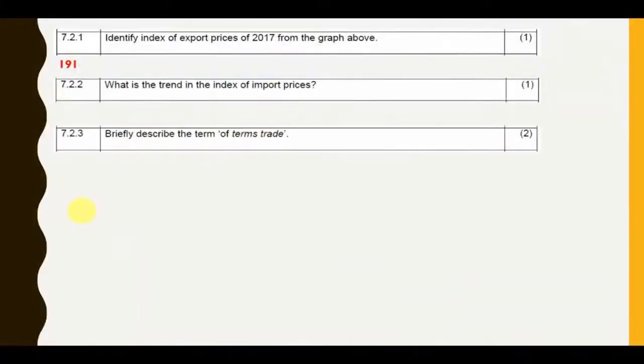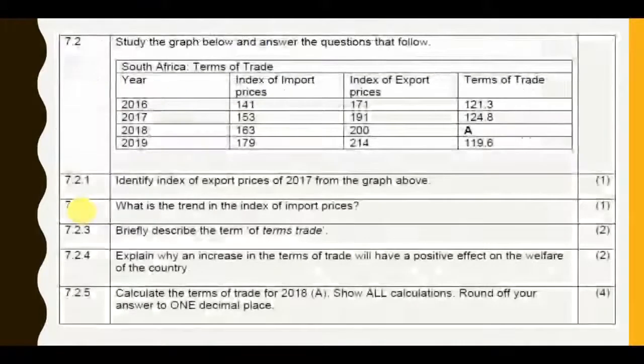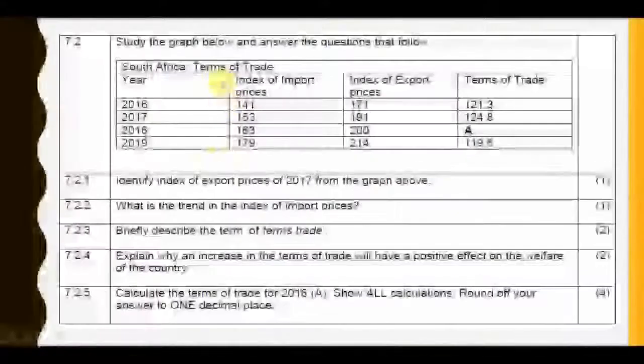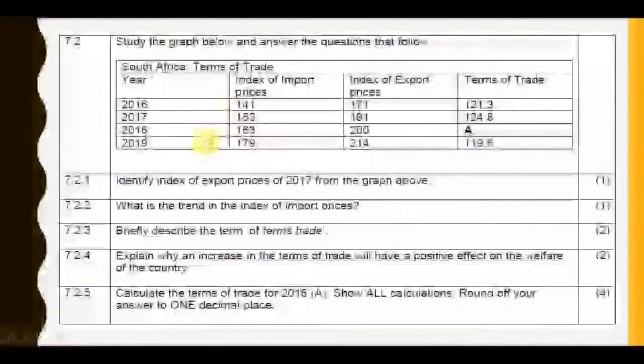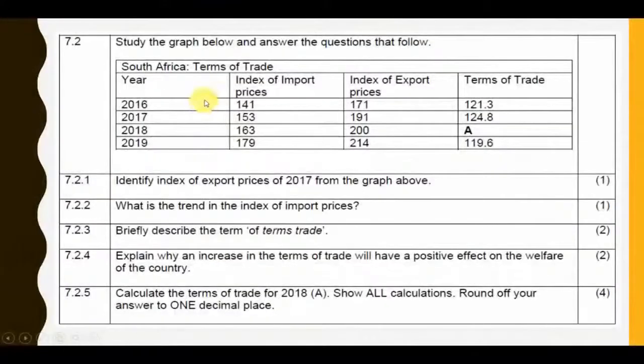Guys, what is the trend in the index of import prices? So let's just go back. So if I have a look at my import prices over here, going from 2016 to 2019, what is the trend? The trend means what is the pattern or the general direction? What would you say? Import prices are increasing or are they decreasing?